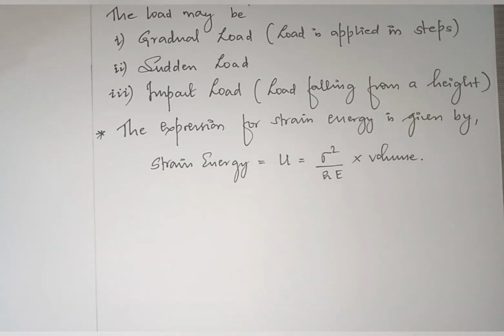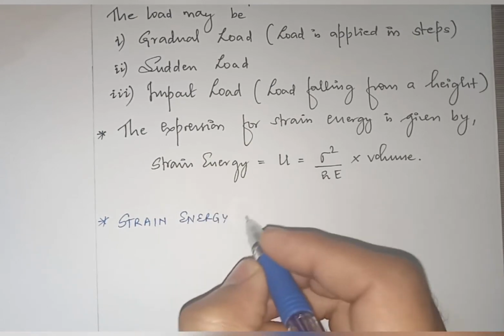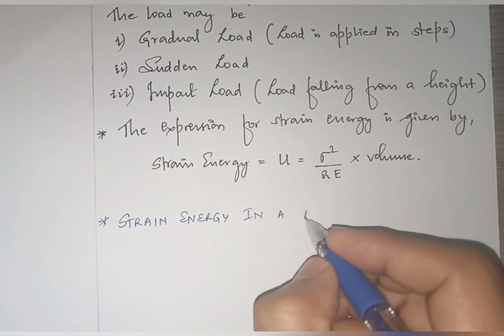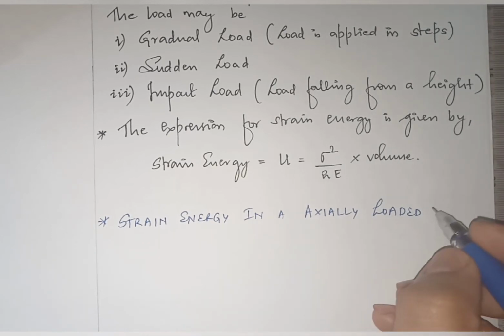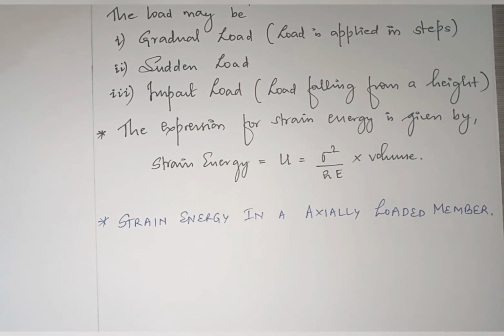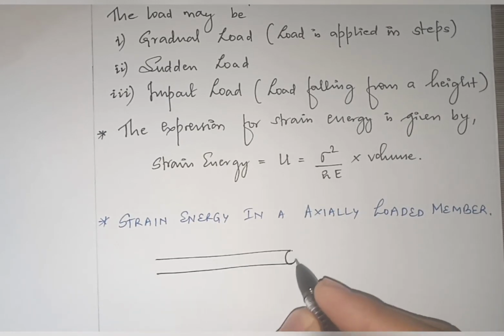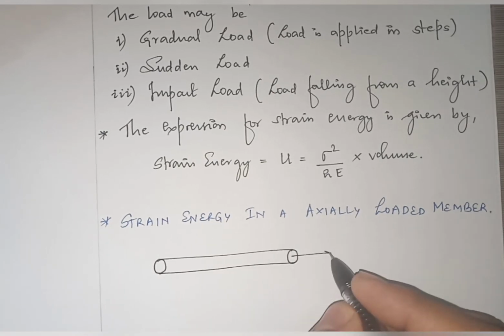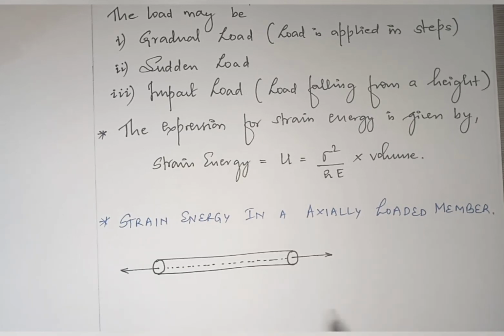So, strain energy in an axially loaded member. Let me write the title as strain energy in an axially loaded member. In order to calculate this, I'll take an example of a prismatic bar. Let us say it is having some axial load on the center axis, and the magnitude of the axial load is F.